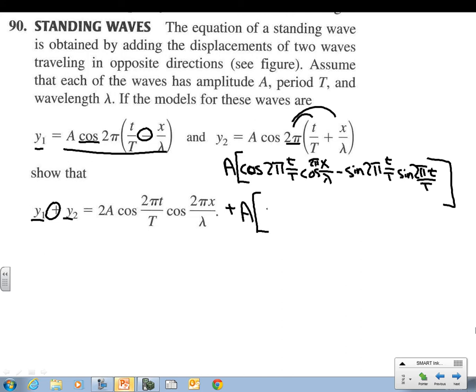to everything. And then we're going to also do the exact same thing, but now it's a plus. So cos 2 pi t over T cos 2 pi plus sine 2 pi of u sine 2 pi of v.